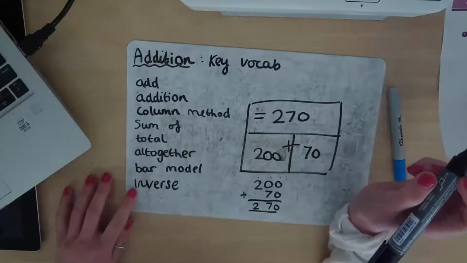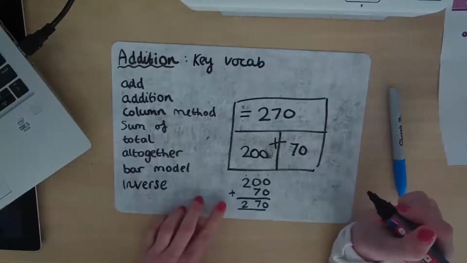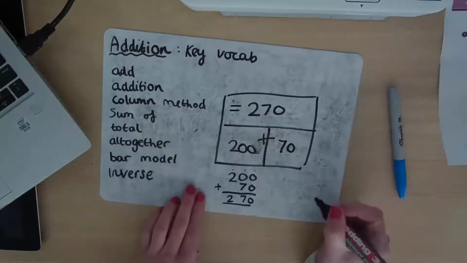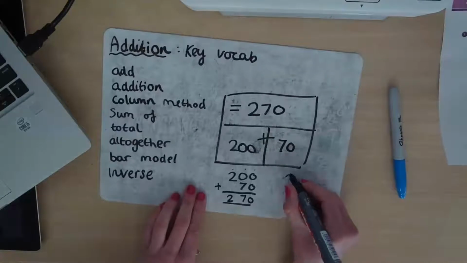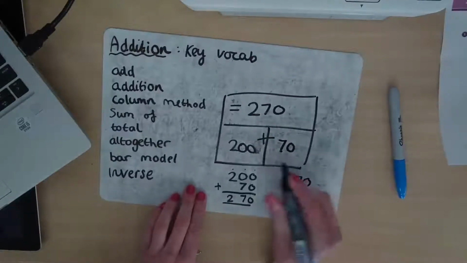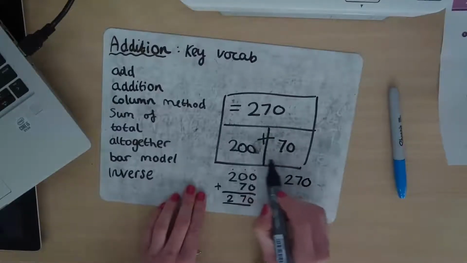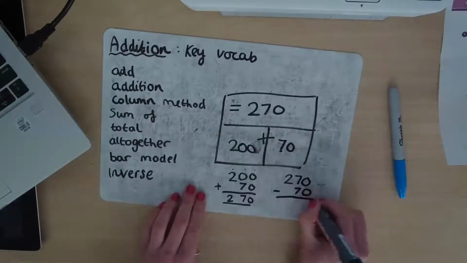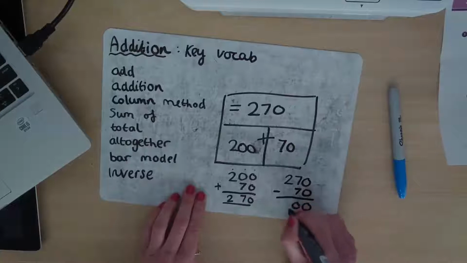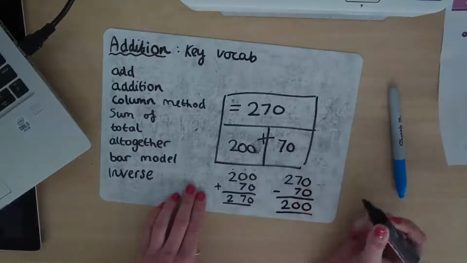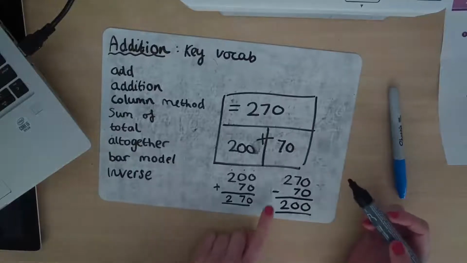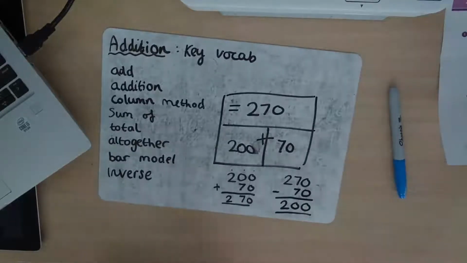To check their problem, they can use the inverse. The inverse is when we swap what operation we are using. So if we're using addition, we can swap it and use subtraction. So if I did 270, and then I can use either of these numbers here, take away 70, I can see that will be 200. And I've checked it, my numbers match, so I know I'm right. So that's called using the inverse.